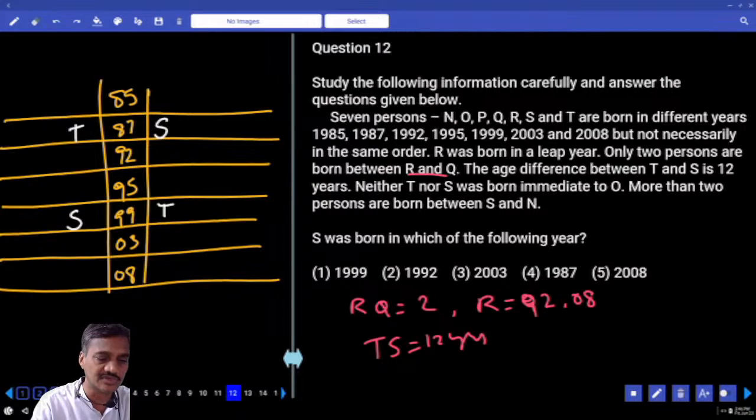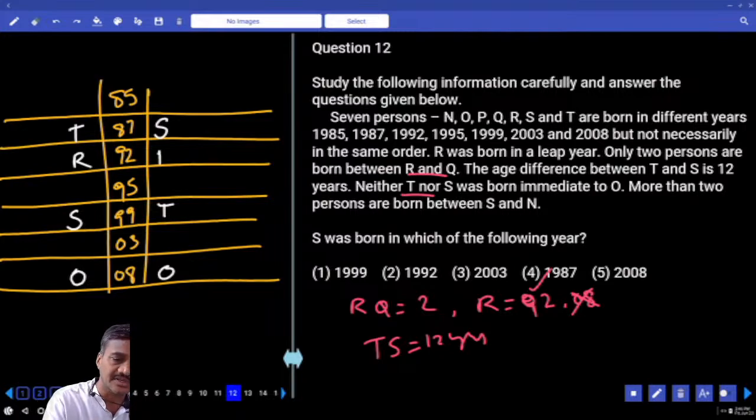Are you following this one or not? So how many possibilities do we have? Two possibilities for T and S. Neither T nor S was born immediately after O, so O must be at the last. If O is at the last, R cannot be in 2008. Hence, R must be in the year 1992.